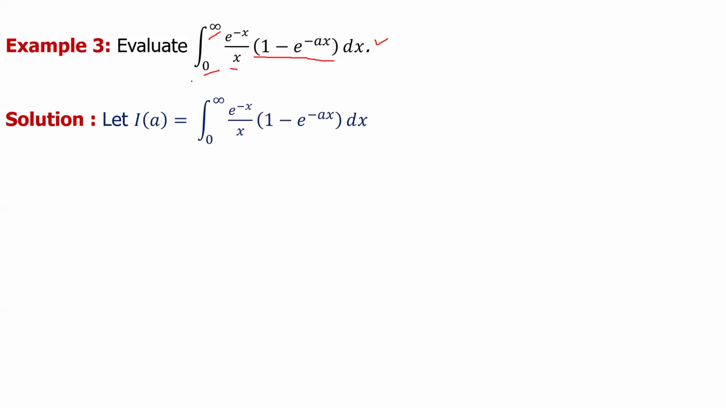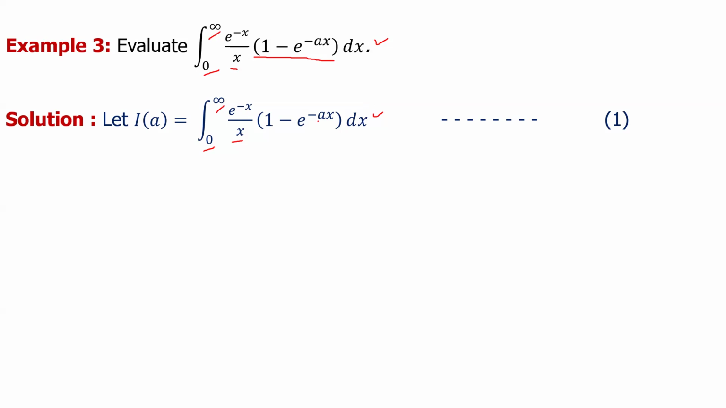Let I(a) be equal to the integration of e^(-x) into (1 - e^(-ax)) divided by x under the limit 0 to infinity with respect to x. Now, if we want to simply integrate this integral, it is impossible using the usual integration. So if you want to evaluate this integral, we use the differentiation under integral sign.